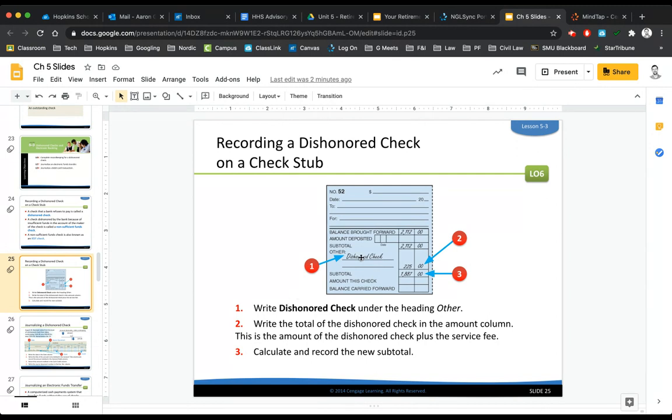So a dishonored check is here. Write dishonored check in the other description. Write the total of the dishonored check in the amount column. This is the amount of the dishonored check plus the service fee. Because remember, if you bring a check to a bank and they can't cash it, you don't get the money that the check was written out for. Plus, you also get charged a service fee. I believe in this case the service fees are anywhere from $20 to $40, though I think a lot of times it's about $15 at actual banks. And then you calculate and record the new subtotal there.